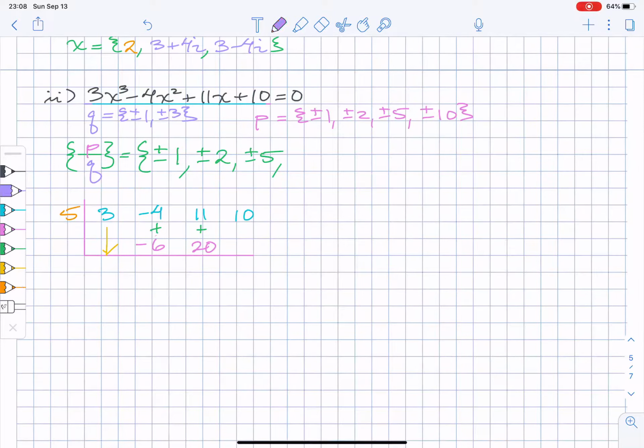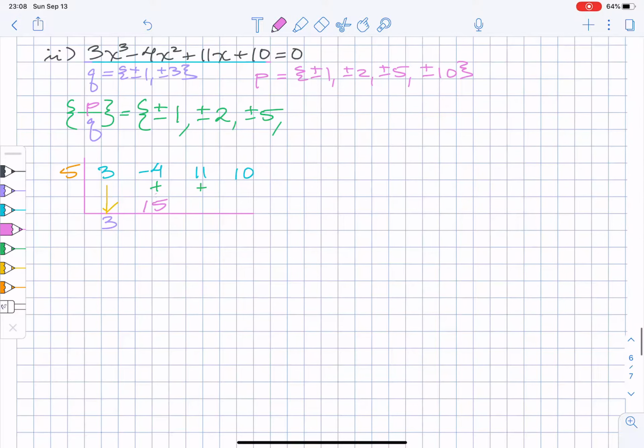So we drop down the 3. 5 times 3 is 15. Minus 4 is going to be 11. So 11 times 5 is 55. I can see that's not going to work. Okay. Let's try negative 5 then instead.